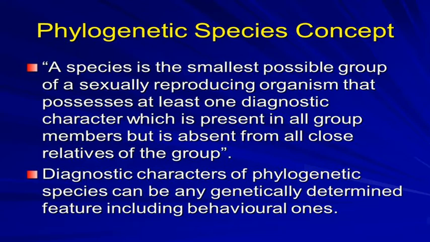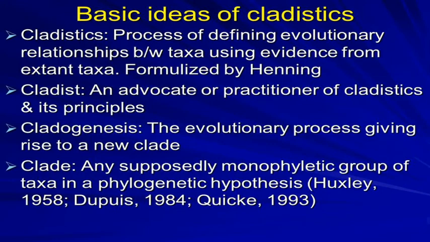Now, what is a diagnostic character? Diagnostic characters of phylogenetic species can be any genetically determined feature, including behavioral ones. Another thing is cladistics, the basic idea of cladistics: the process of defining evolutionary relationships between taxa using evidence from extant taxa.